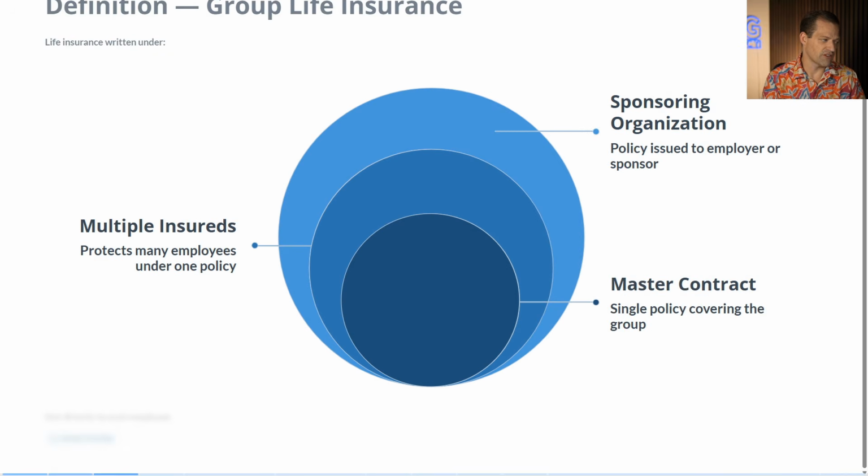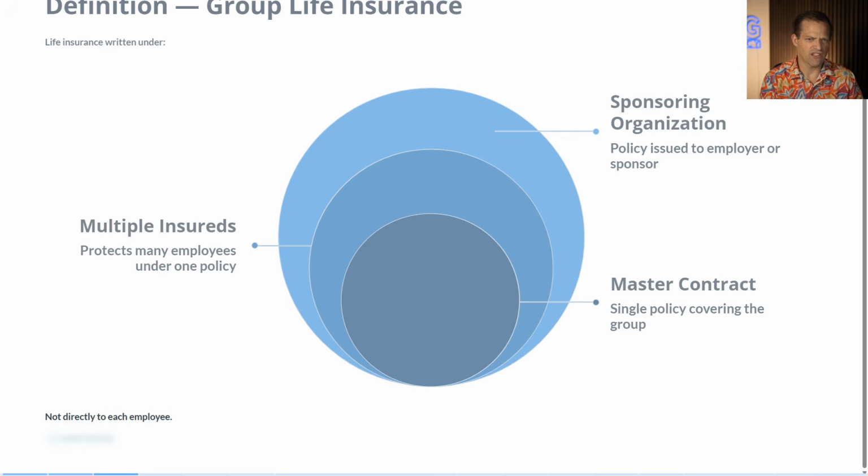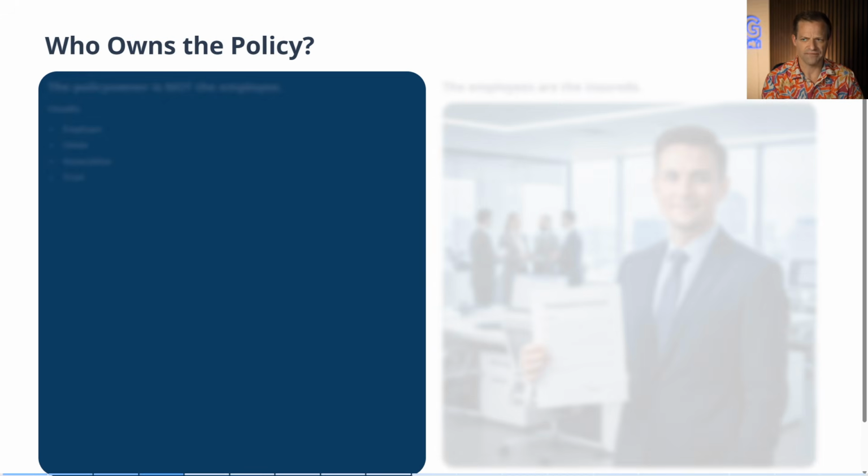So what is group life insurance? Well, it's basically life insurance written under multiple insureds, which protects many employees under one policy. There is a sponsoring organization, so the policy is issued to the employer sponsor, and that has a master contract, which is a single policy covering the entire group. So it's not directly a policy to each employee. That's the most tested thing that you see here. If there's anything, remember that.